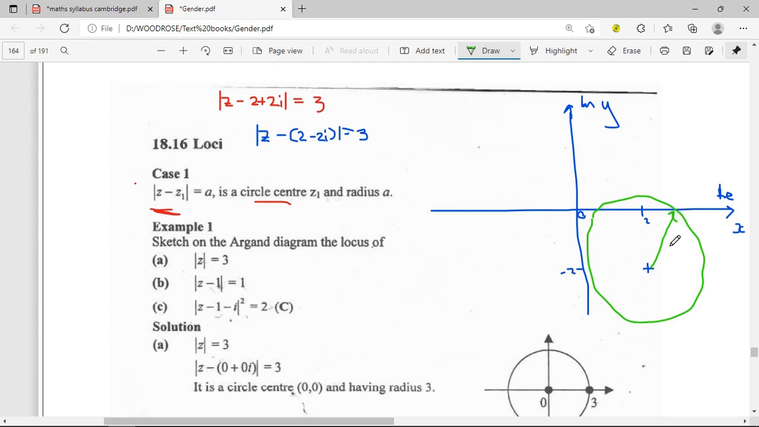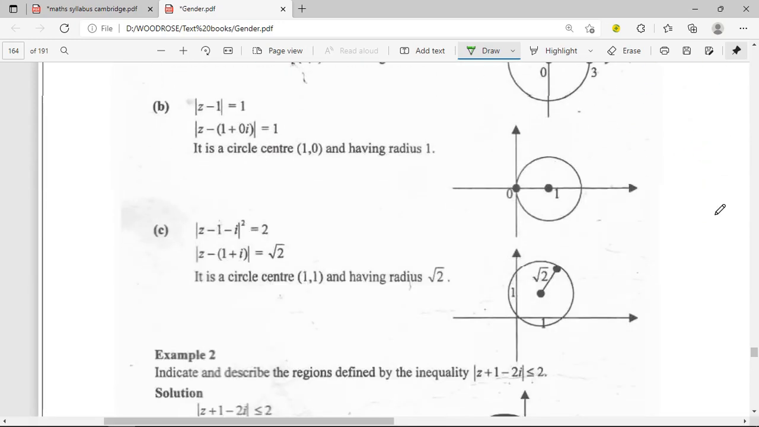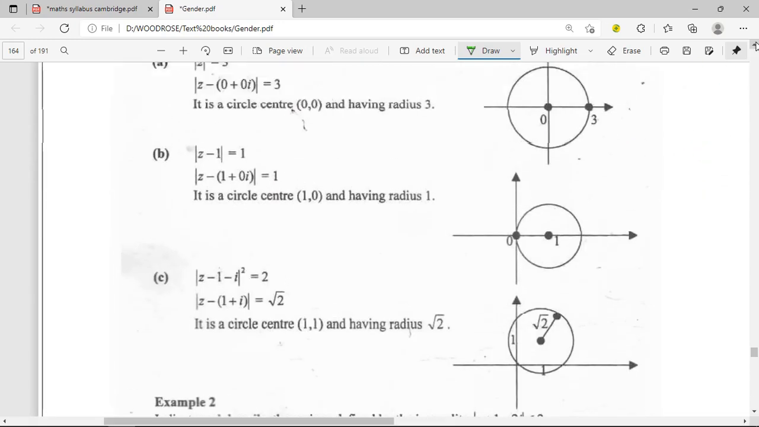And indicate that it's 3. Just like that, you will be done. So we have sketched the locus of the first type. So there are 3 examples. As you can see here, we have 3 examples.